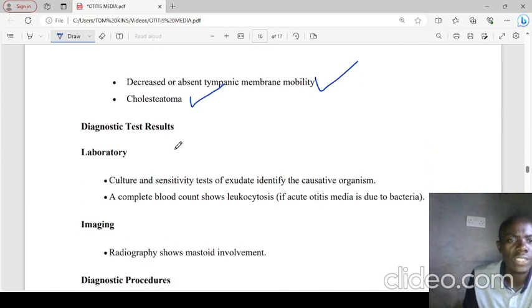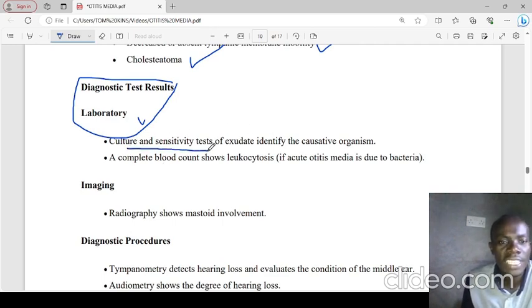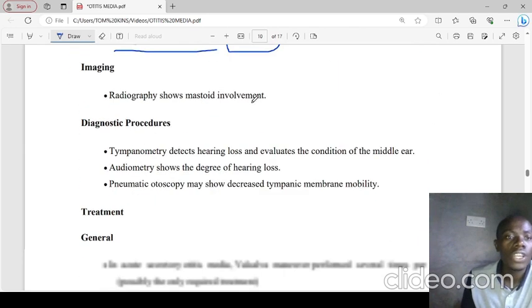Okay, so those are the different ways in which you can assess and the signs and symptoms of otitis media. Let's now look at diagnostic tests. In diagnostic tests, we can start with laboratory, followed by imaging and diagnostic procedures. In laboratory, we normally have culture and sensitivity tests of the exudate to identify the causative agent that can inform the pharmacological therapy that will be used. We could also have a complete blood count, and this one normally shows leukocytosis, okay, if acute otitis media is due to bacteria.